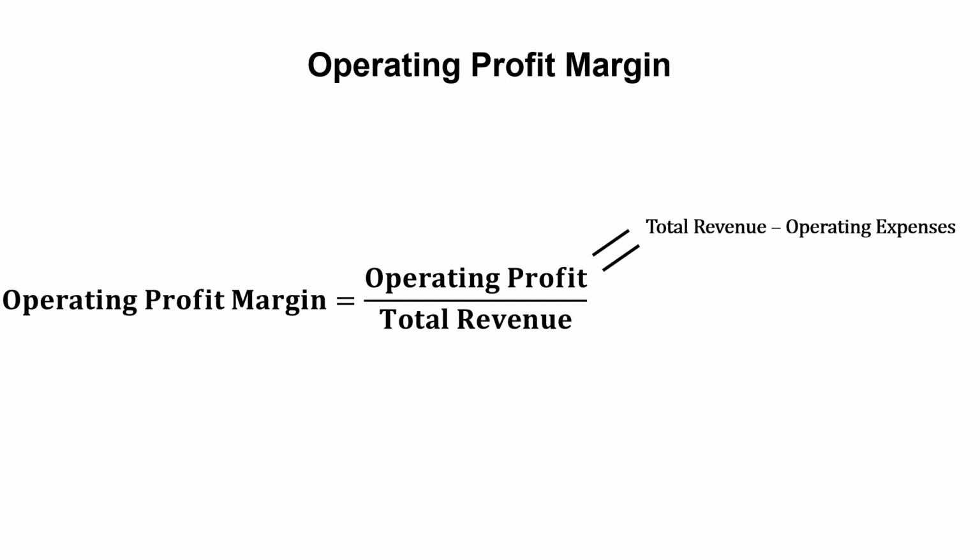Total revenue. This is the total amount of money a company generates from all of its sales and business activities. It includes revenue from the sale of goods or services, as well as any other sources of income.